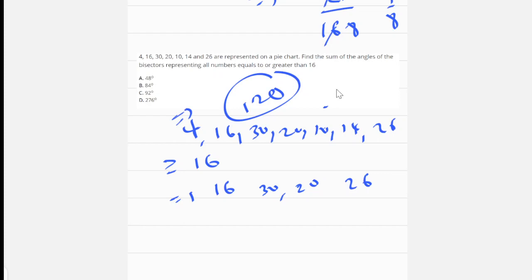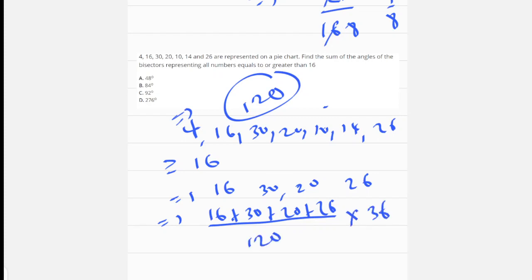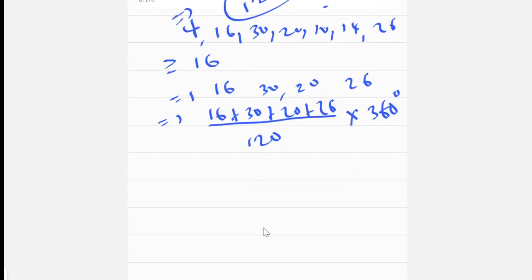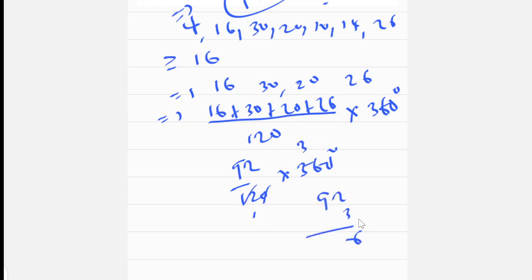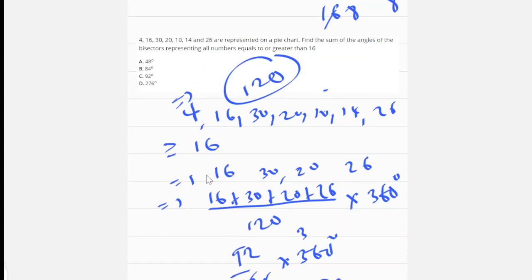That's how you are going to represent it on your pie chart. But now the question is asking us to find the sum of the angles of the sectors representing all these numbers greater or equal to 16. Then you sum them together: 16 plus 30 plus 20 plus 26 divided by 120, then multiplied by 360 degrees. 16 plus 30 is 46, 66. So 66 plus 26 will give me 92. Then I have 92 over 120 multiplied by 360 degrees. 0 cancels 0, 12 here 1, 12 here 3. 92 times 3 is 276 degrees. So D is your answer.